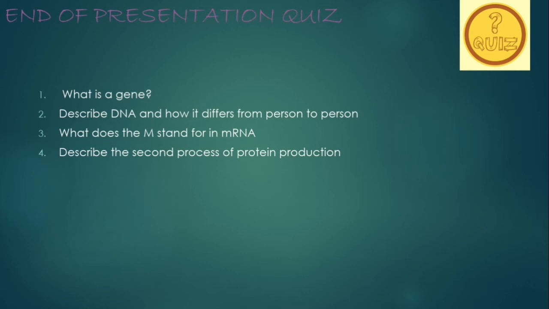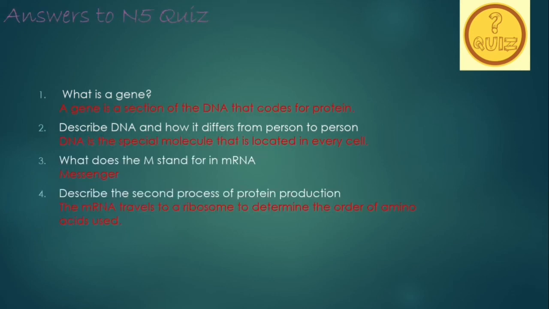Let's take a look at the answers then. What is a gene? A gene is a section of the DNA that codes for protein. Describe DNA and how it differs from person to person. Well, DNA is the special molecule that is located in every cell. This is a genetic code that we all use.